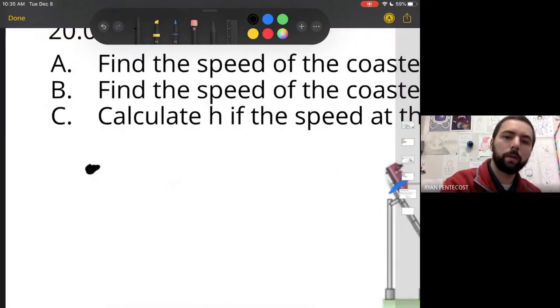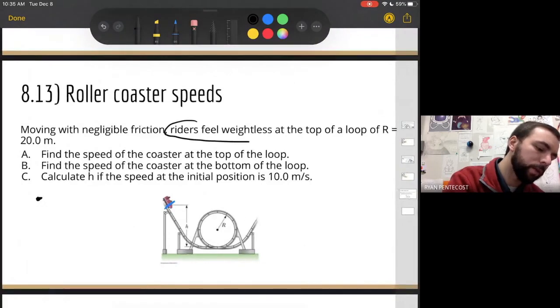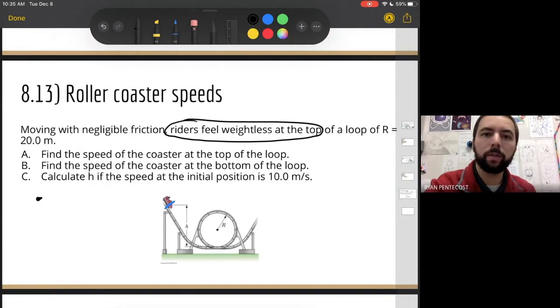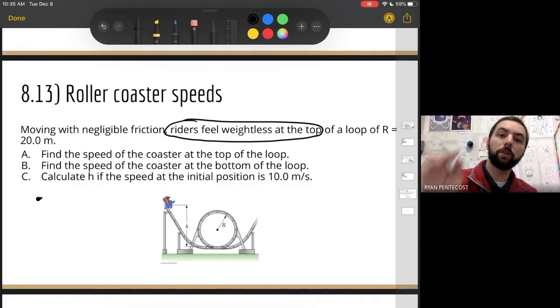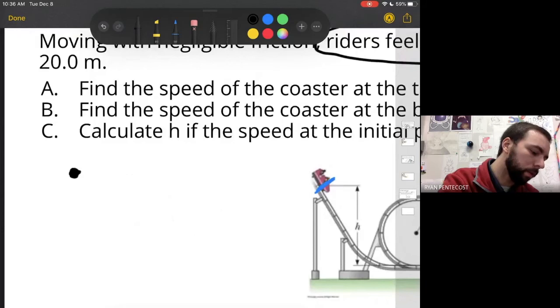Oh, wait, they did give us a hint here. Riders feel weightless at the top. If they feel weightless, that means that you just experience mg. There's no normal force there. If there is a normal force, that means that you can feel that you are being pressed up against the track. And that's not weightless, right? That's kind of the opposite of weightless. So here, our only force would be mg.